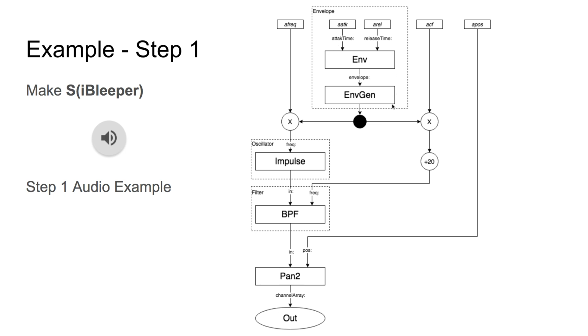So this is the common way of making an envelope in SuperCollider. You have to use two UGens with the specific attack time and release time. Now, Impulse is an impulse generator, and BPF is the bandpass filter. Now, notice that there's one envelope controlling both the frequency of the impulse generator and also the center frequency of the bandpass filter.